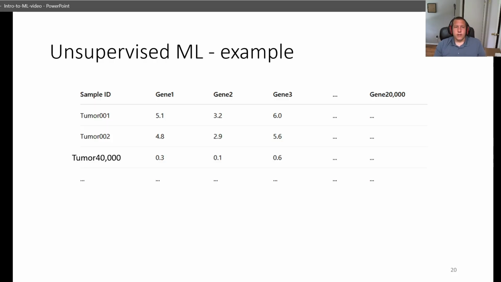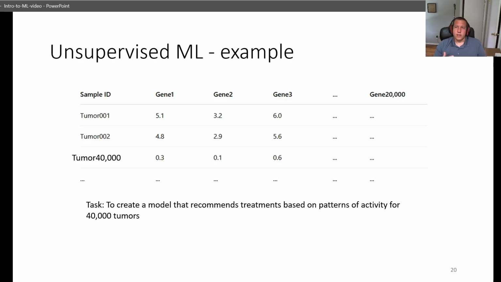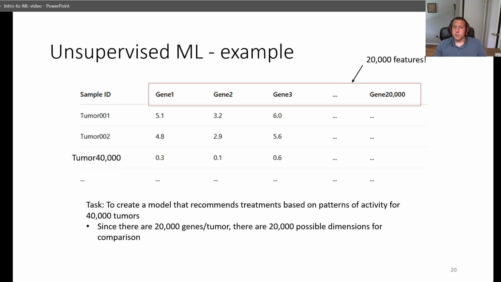So we do have an example to run through how this kind of works. In this case, we have a generated set of false data where we have 40,000 tumors that have been tested and contain 20,000 genes, where the task is to recommend treatments based on apparent activity for the 40,000 tumors. Since there are 20,000 genes per tumor, there are 20,000 possible dimensions or values for comparison, which is a near impossible task for a human researcher to identify patterns from.